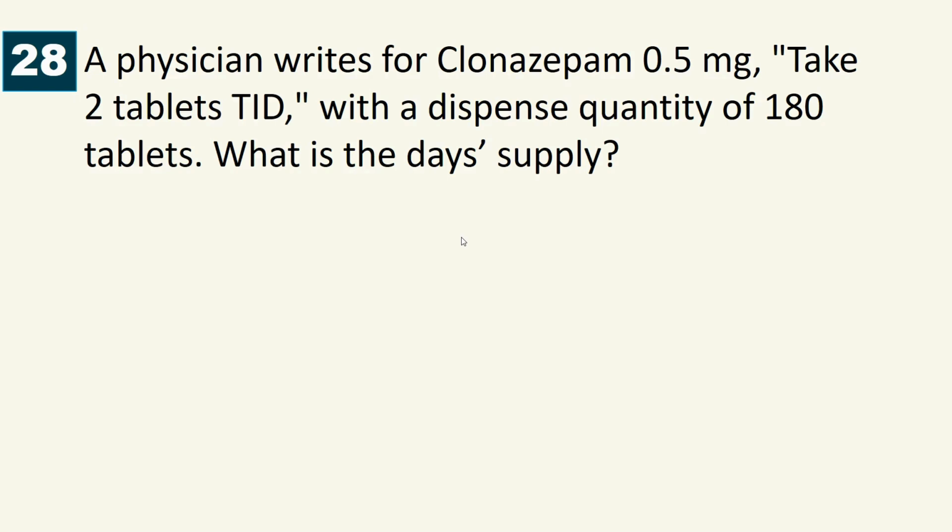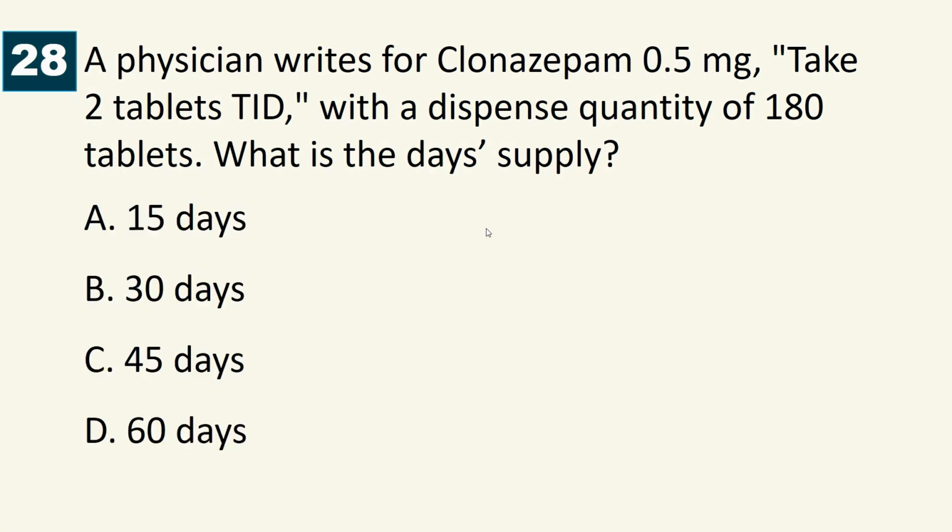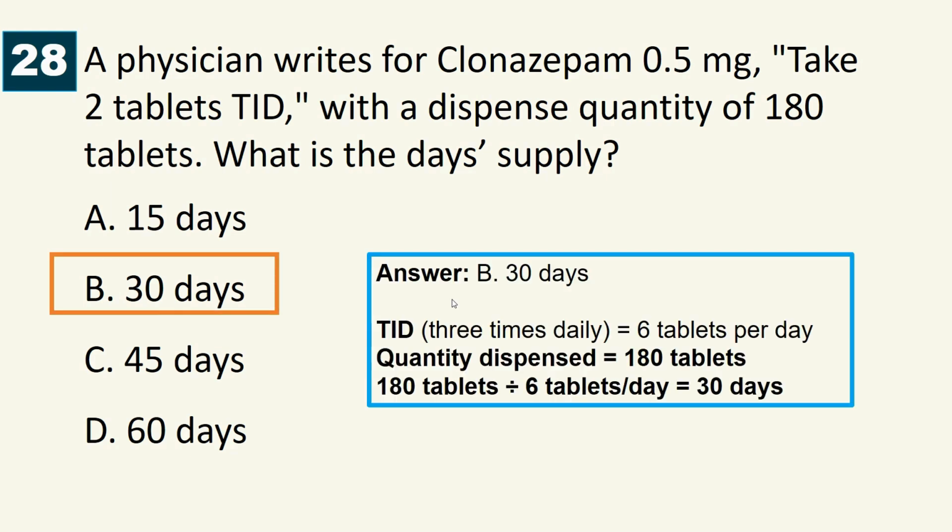Next, a physician writes for clonazepam 0.5 milligram, take 2 tablets TID with dispense quantity 180. What is the day supply? A, 15 days, B, 30 days, C, 45 days, D, 60 days. The correct answer is 30 days.